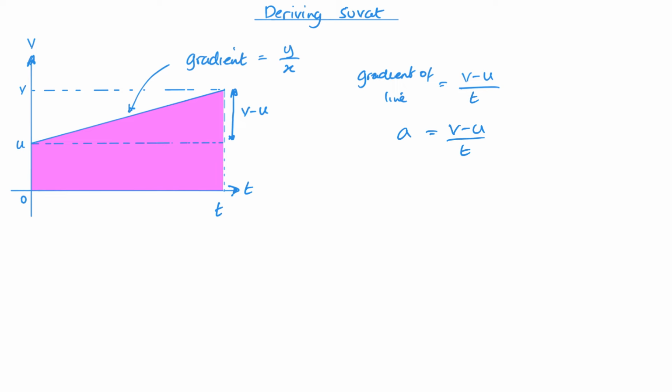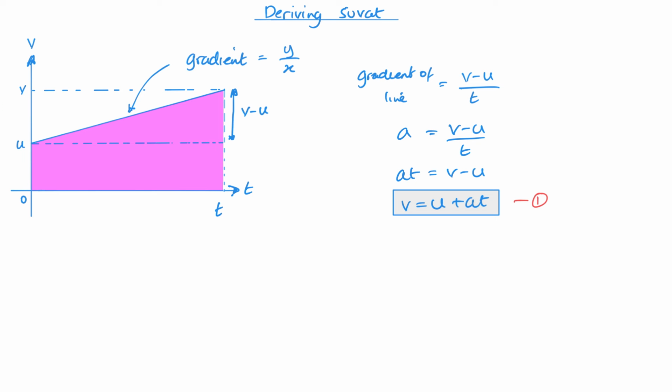And what I can now do is rearrange this. So at equals v minus u. Take my u to the other side and we get v equals u plus at. And this is my first equation, or formulae I should say.